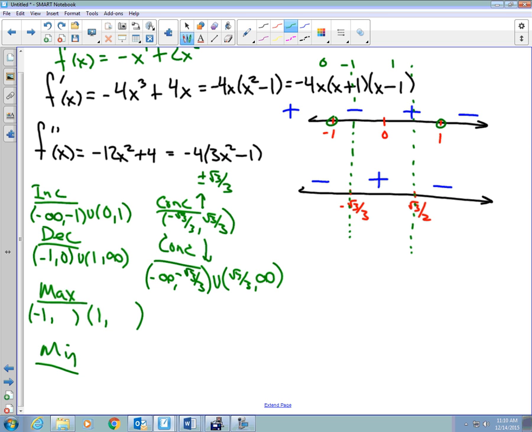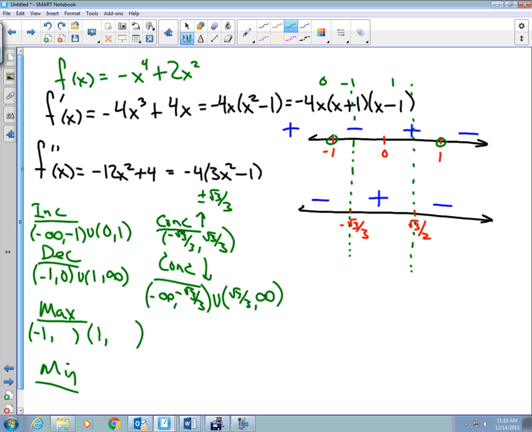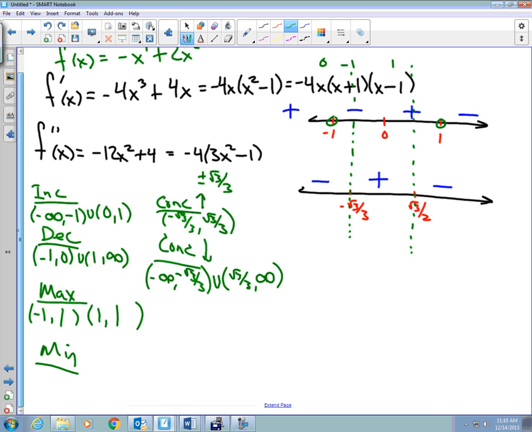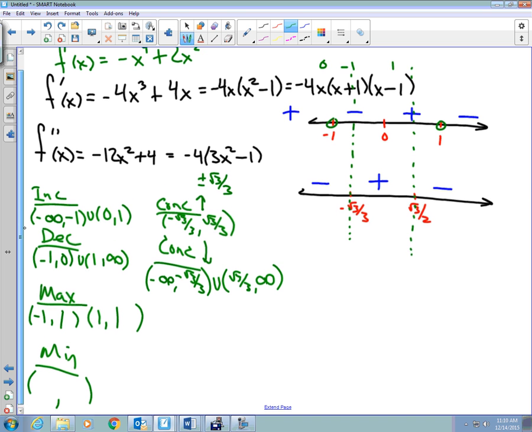I plug in -1 and 1 to which? Where do I plug that in? Into the original. We plug in -1, we get -1 plus 2 is 1. If you plug in 1, we also get 1. You plug it into the original, -x to the 4th plus 2x squared.